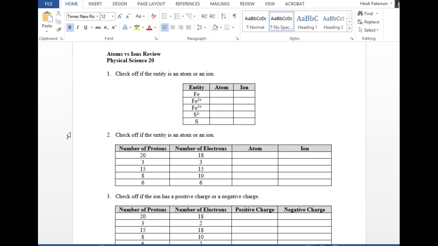Today we're going to apply the concepts that we learned about on Friday in order to identify if something is an atom or an ion, whether or not it's positive or negatively charged, and ultimately where we need to go, how am I going to find out what something is and identify it. If you only have a symbol, how do you know if it is an atom or if it is an ion?